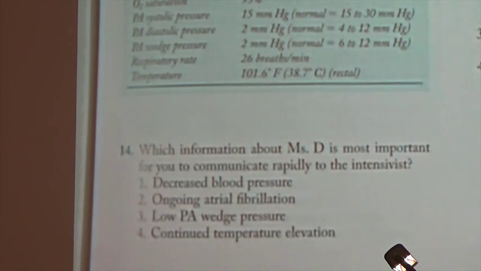The wedge pressure actually tells how much fluid is left in the heart. It's a pressure measurement, how much fluid is left in there. A wedge pressure should be 6 to 12. So if their wedge pressure is only 2, then that tells me there isn't enough fluid in that heart. So they're still dry, even though she's getting 200 milliliters an hour.